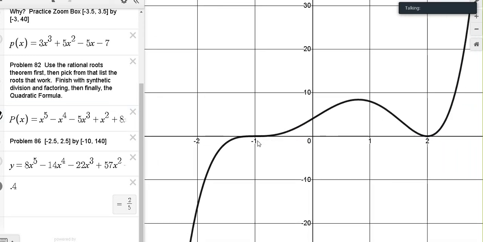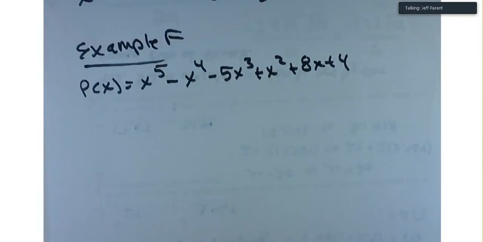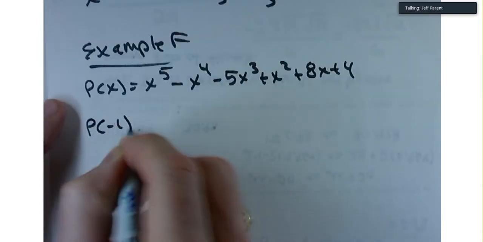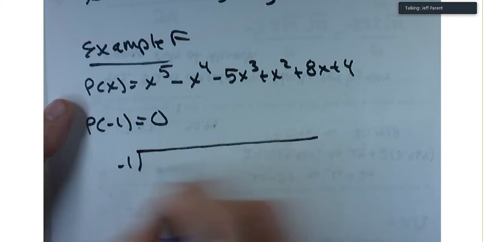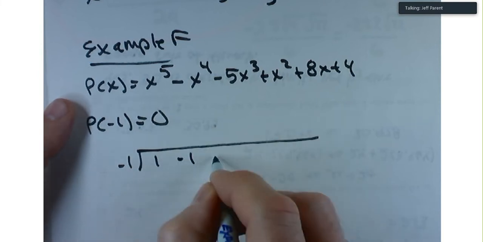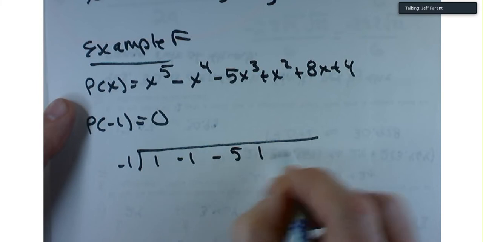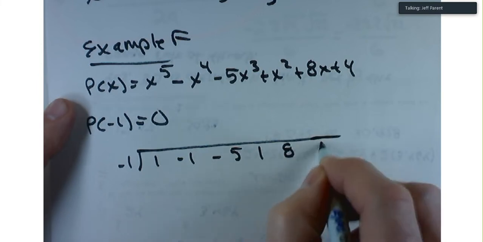Now we can see the two roots here, right? We've got a root at -1 and a root at 2. So if I wanted to, and I'm only going to play this game one time, I could get at this by synthetic division, because I know that p of -1 should be 0. And let's test it. I'll put a -1 out front here, and that's going to be 1, -1, -5, 1, 8, and 4.